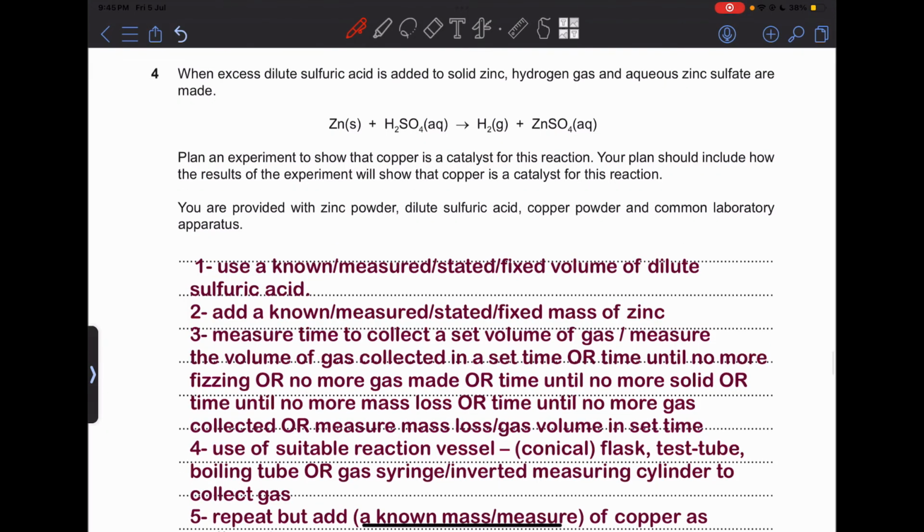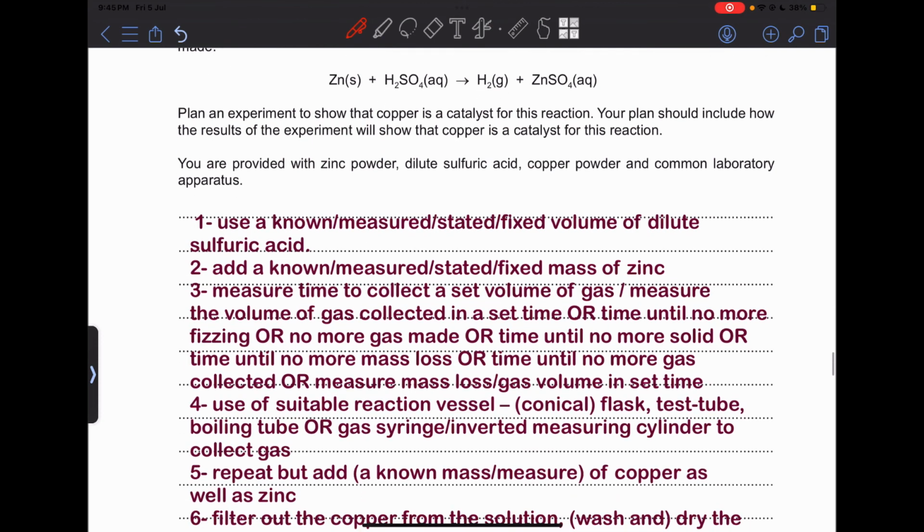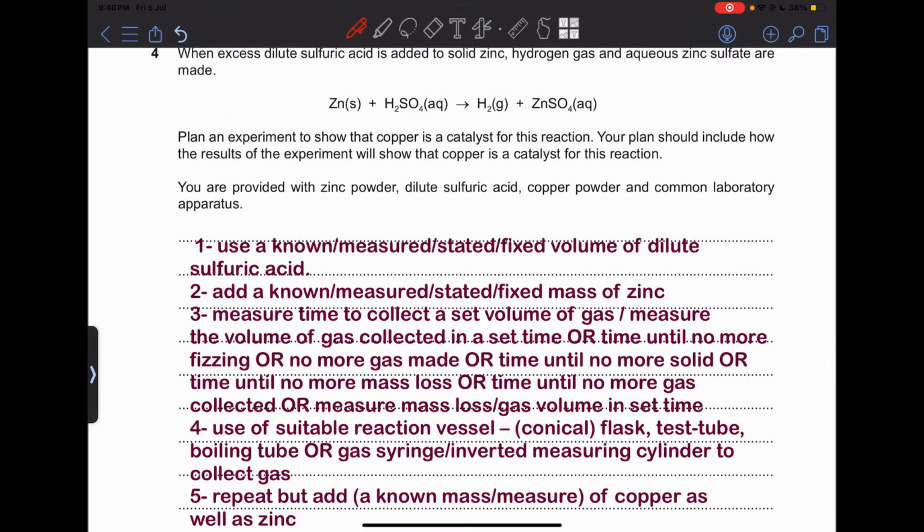So the experiment says when excess dilute sulfuric acid is added to the solid zinc, hydrogen gas and aqueous zinc sulfate are made. Plan an experiment to show that copper is a catalyst for this reaction. Your plan should include how the results of the experiment will show that copper is a catalyst for this reaction. You are provided with zinc powder, dilute sulfuric acid, copper powder, and common laboratory apparatus.